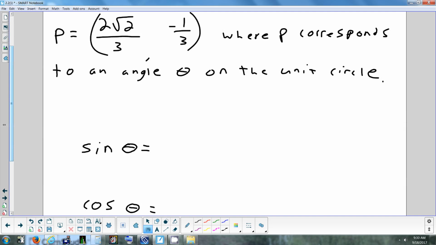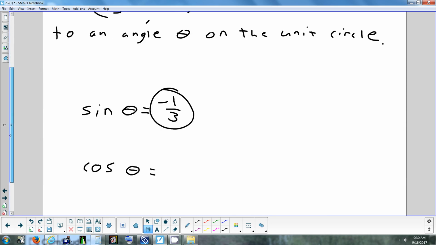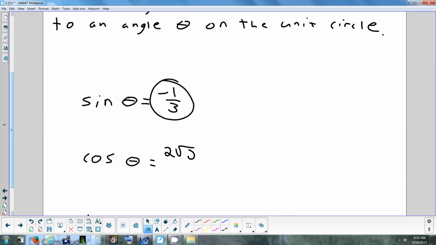Okay, Ryan, what would the sine be? Yep. And could you also give me the cosine? 2 square roots of 2 over 3. Yep, 2 square roots of 2 over 3. So for this problem, the only work we're really going to have to do is to find the tangent.